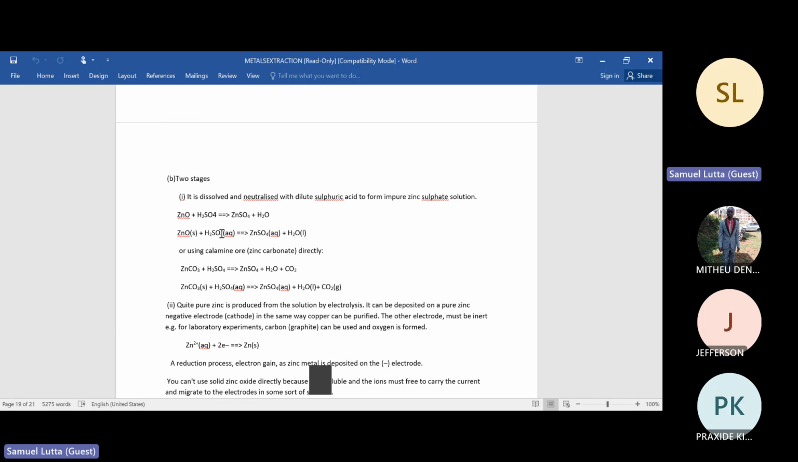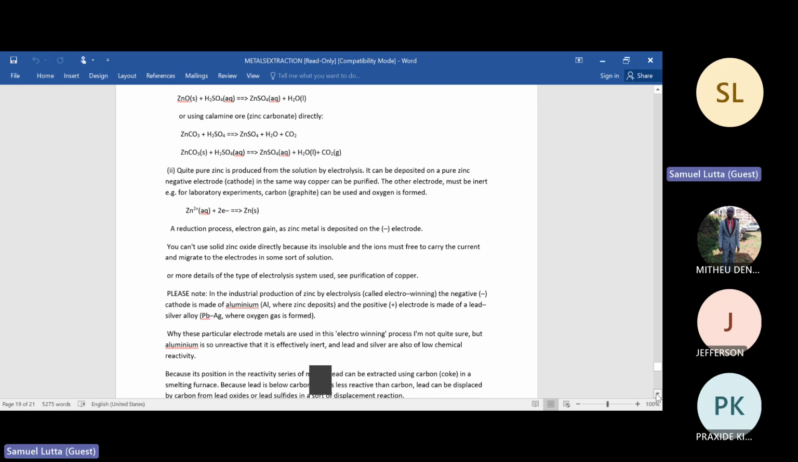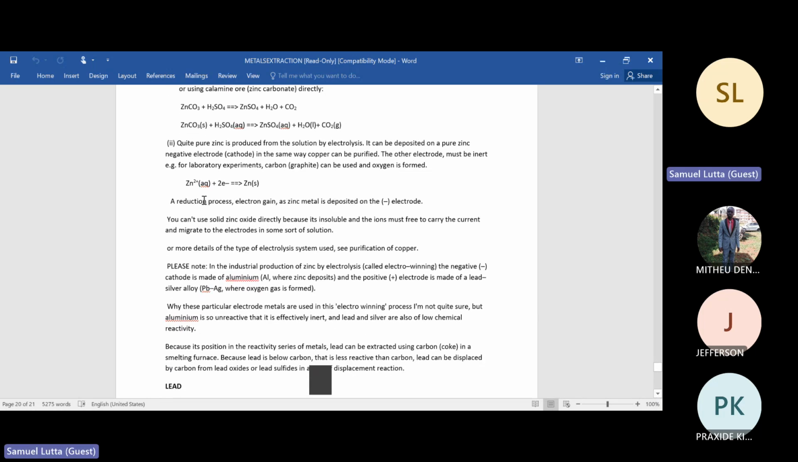Using zinc electrodes, you can use pure zinc to be the cathode, and then the impure zinc to be the anode. So the impure zinc will dissolve in solution, and once it dissolves, it will get deposited on the cathode as zinc. So this is what we get over here.